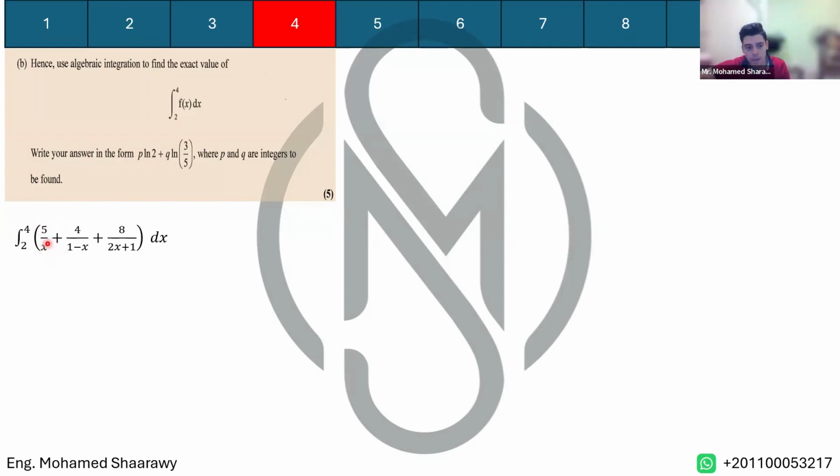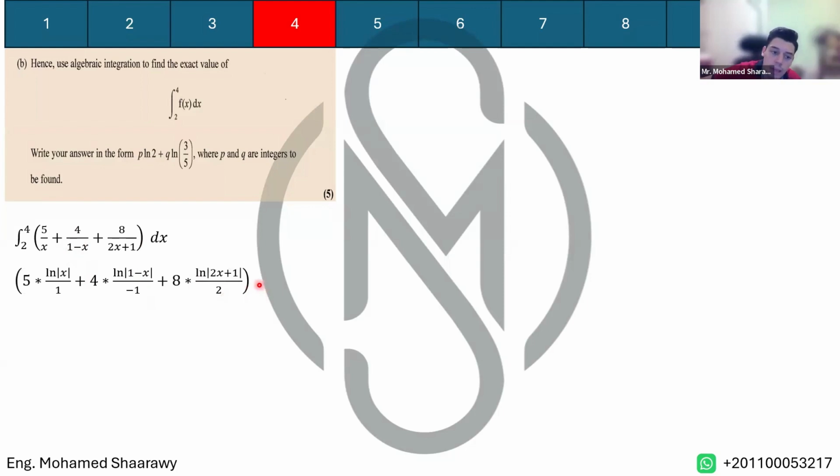So for example, this 5 is just a multiple, and the integration of 5 over x is ln of the denominator divided by differentiation of the denominator. So ln absolute x divided by the differentiation of x, which is 1. Same thing here. 4 is just a constant multiple, so I wrote it as it is, and ln of the denominator divided by the differentiation of the denominator. The same thing is applied here.